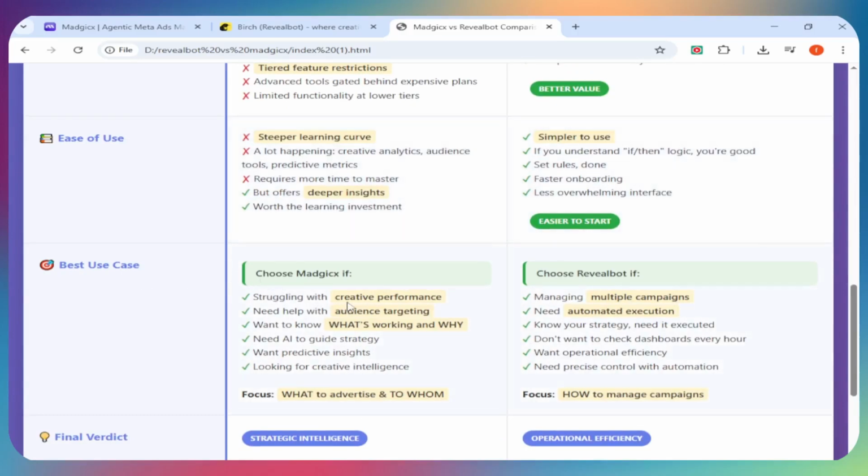Best use case. Madgicx wins if you're struggling with creative performance or audience targeting. It tells you what's working and why. Revealbot wins if you're managing multiple campaigns and need automated execution. It saves you from checking dashboards every hour.